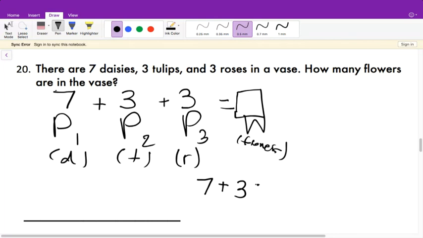Or you could do 3 plus 3. It's really up to you. But I know with 7 and 3, I can make a 10. So that's really easy for me to solve first. So 7 plus 3 is 10. I'm going to go back up to my equation and join these two together and put 10. So now my equation is 10 plus 3.